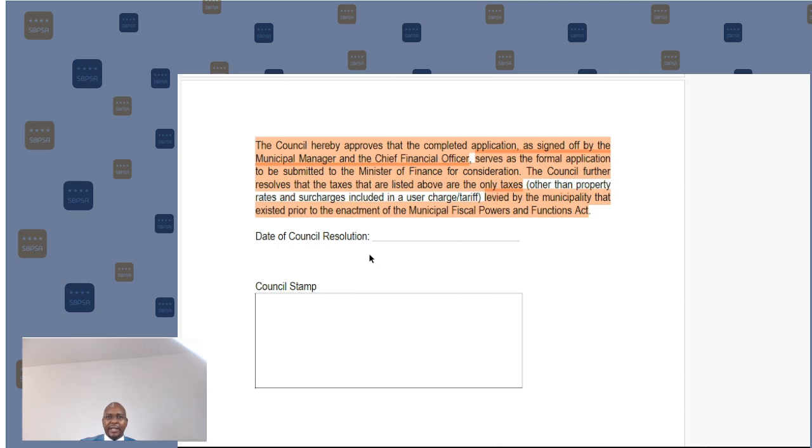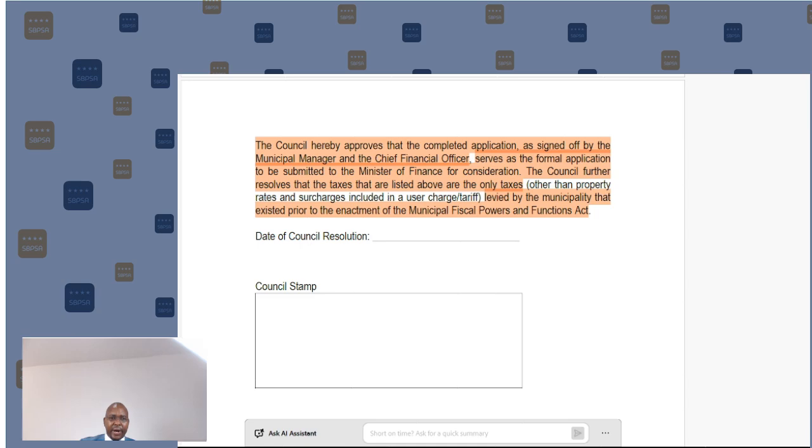But I just felt that including the resolution number of the council should have been an important step in dealing with these items here.